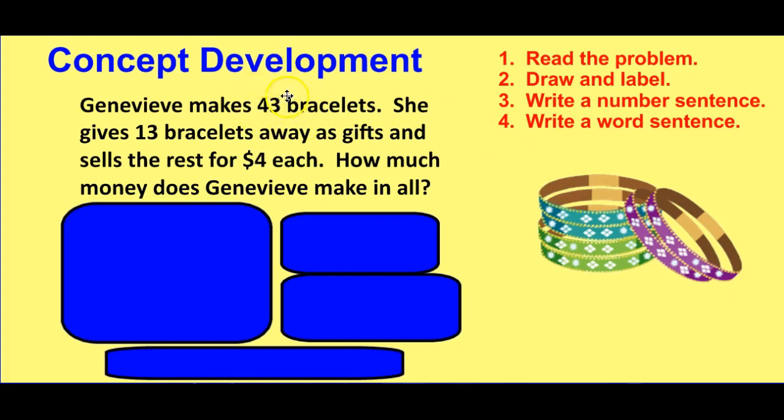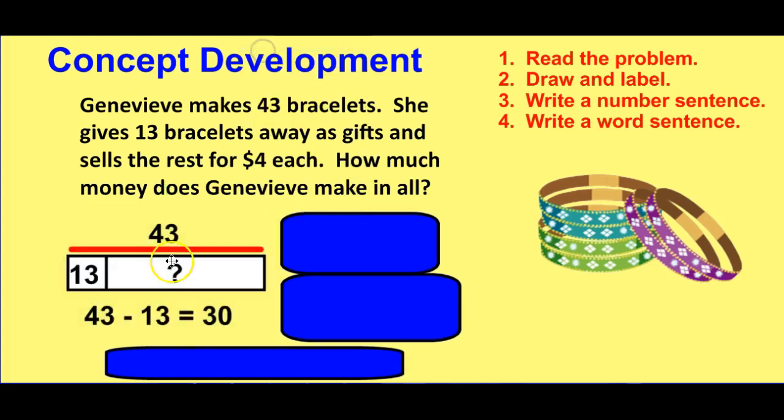So I know that she has 43 bracelets total, and I know that she gives 13 bracelets away, and the bracelets that she has left, she's going to sell for $4 each. So in order for me to figure out how much money she's making, I need to know how many bracelets she's selling for $4 each. So in order to figure that out, I'm going to have to take 43 and subtract 13 from it. And to draw for this, this is what my tape diagram is going to look like.